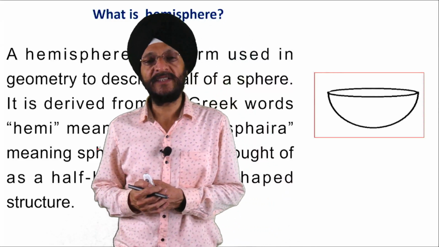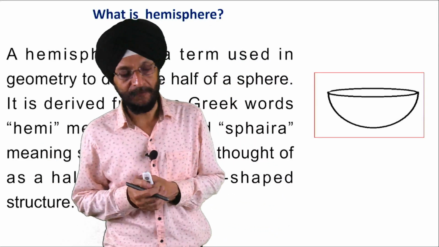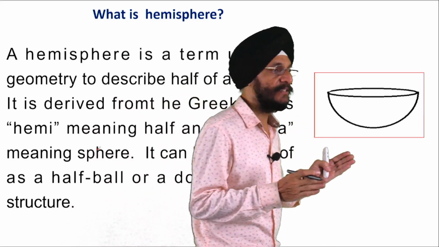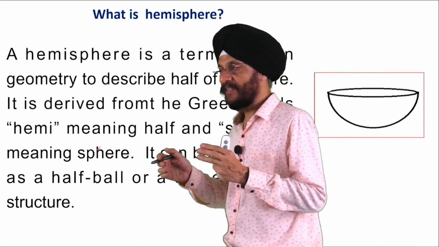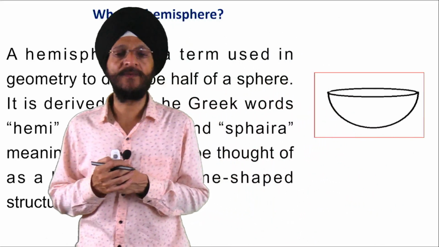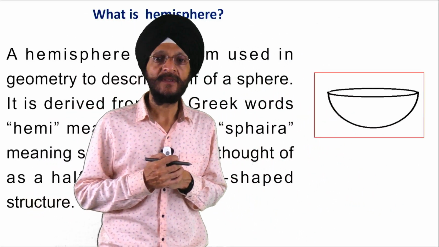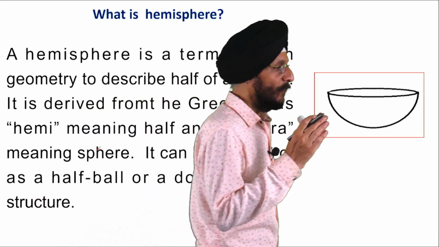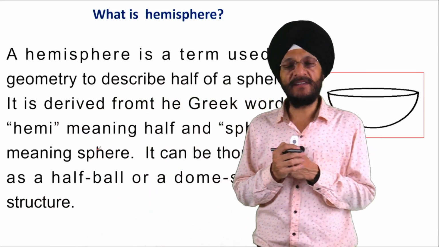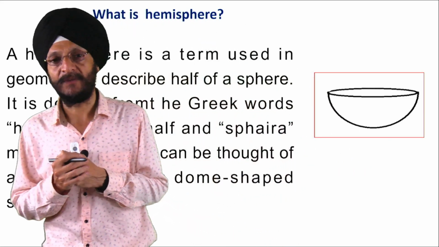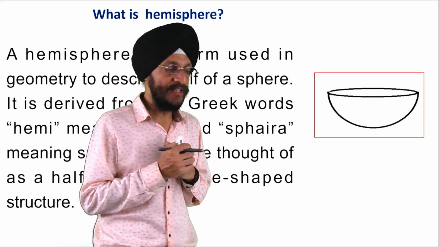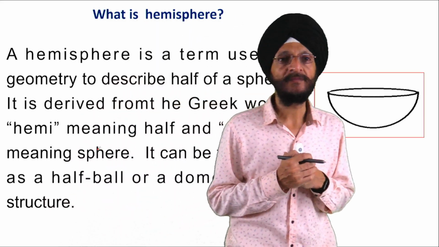Now we will understand what is hemisphere, what is the difference between hemisphere and sphere, what are the real world examples of hemisphere, and how we can calculate the curved surface area and total surface area of hemisphere. First of all, we will talk about hemisphere.